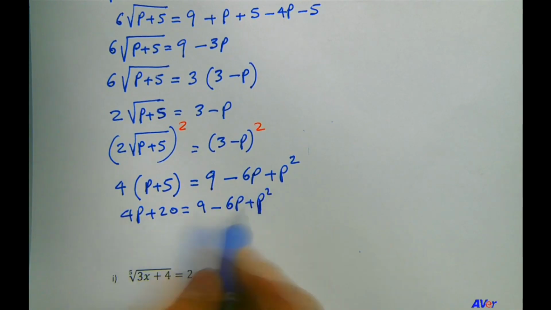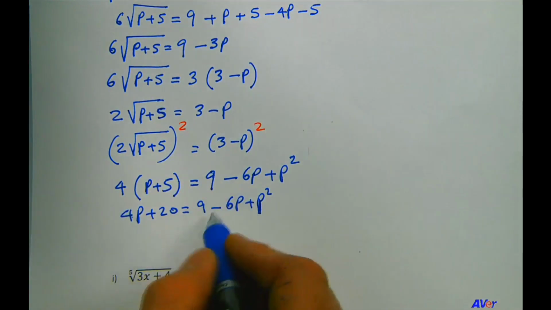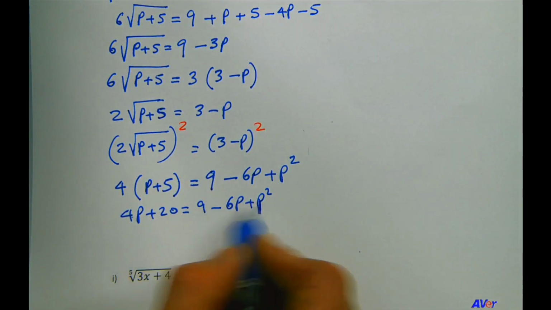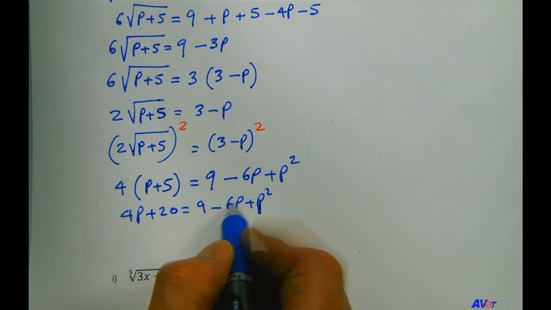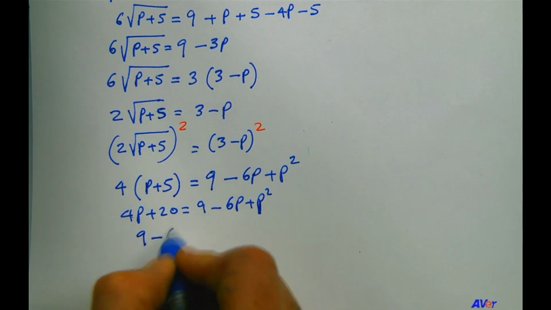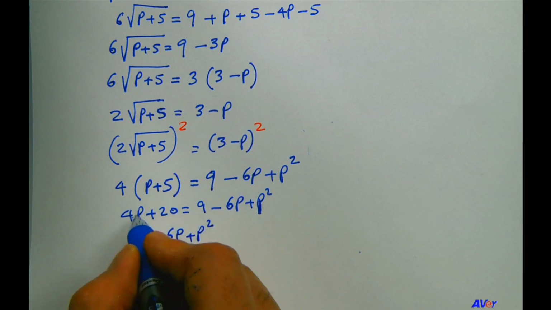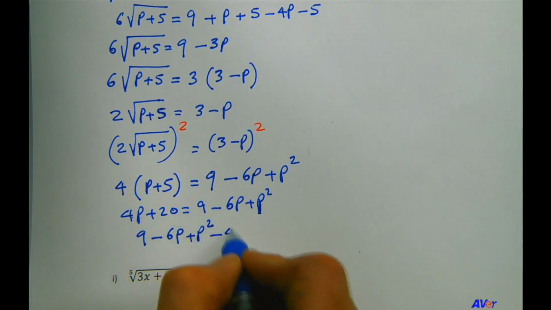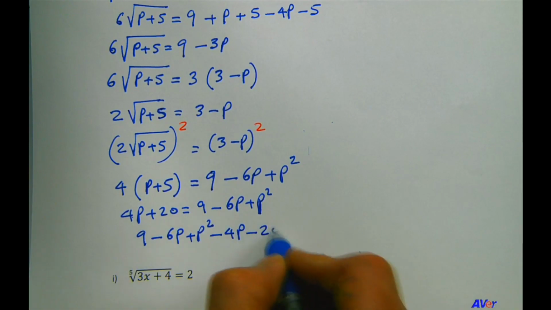This is a quadratic equality. Let's move the 4p and 20 to the other side. So I'm going to keep all of these on the same side they're already on, which means I'm going to keep these algebraic signs the same. So 9 minus 6p plus p squared. I'm going to move 4p to the other side, so it becomes minus 4p. I'm going to move 20 to the other side, minus 20 equals 0.